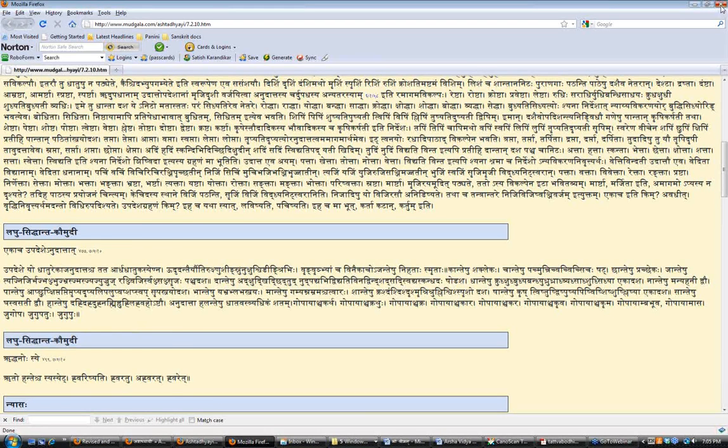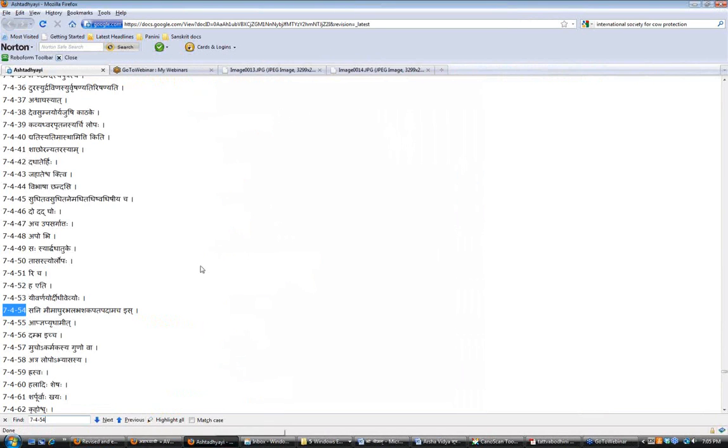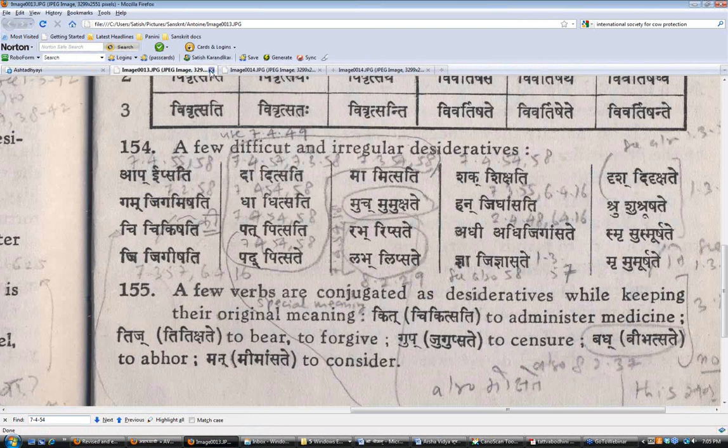Let us now go to the next dhatu. Yes, Karthik, you want to try this next dhatu? Yes. We have covered pretty much all the rules that we need now. Okay, the next dhatu is gam. We already did dhatu gam.